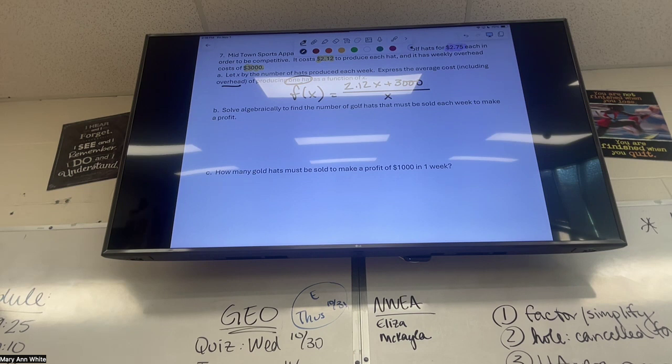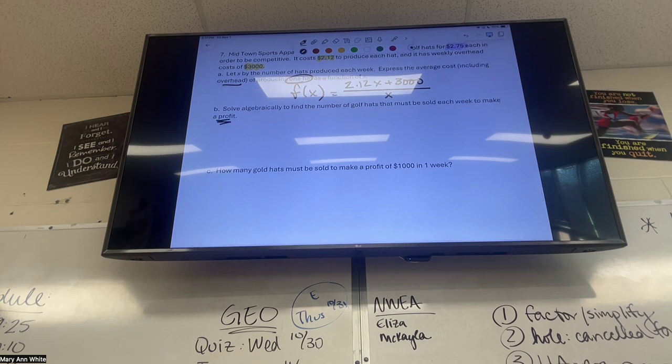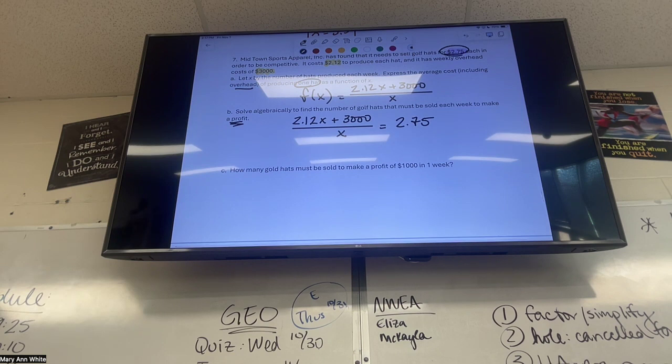Now it says solve algebraically to find the number of golf hats that must be sold each week to make a profit. Okay, profit means what? More than what we spent, right? So we want this number, and right now it tells us we're selling hats for how much? $275. So if we set this up, we can just set it equal to 275, and it will tell us how many hats we need to be exactly even, maybe make a tiny bit of profit, but not be negative, okay? So we're just going to set it equal to how much each hat is right now.